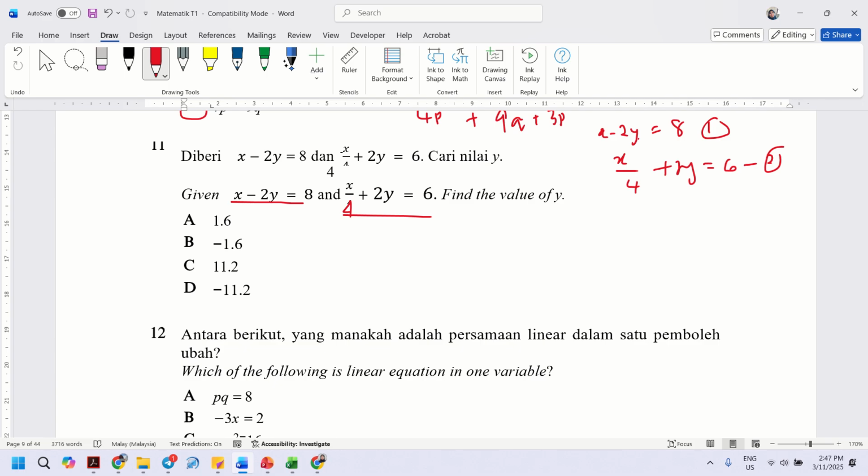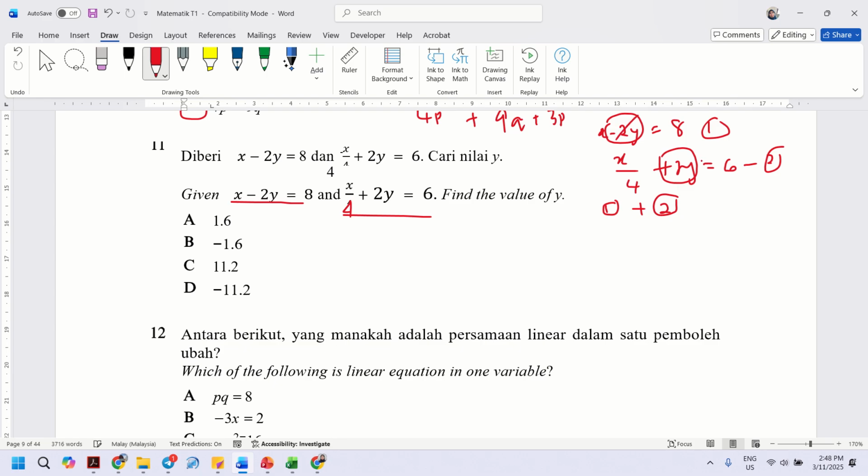Why I choose the elimination method is because of the terms here: negative 2y, and this one is positive 2y. It has the same coefficient for y, so you can eliminate the y here. Negative 2y and plus 2y, you have to add up equation 1 with equation 2.